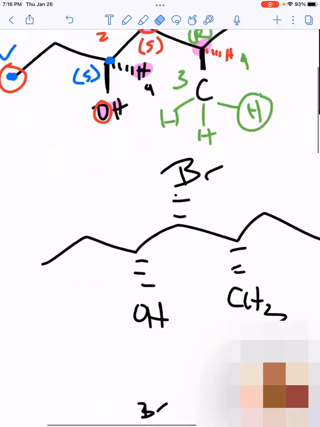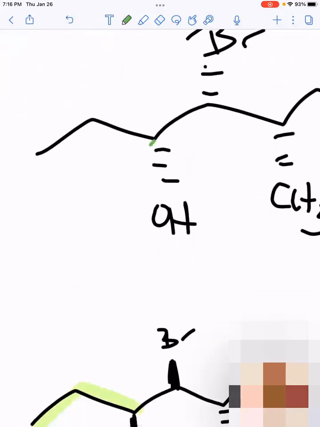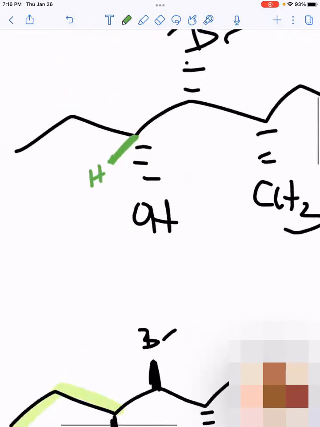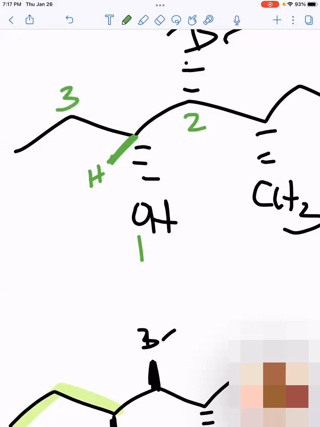Let's do the mirror image. All right, let's do this one. We've already prioritized this up here. This doesn't change. This is going to be one, this is going to be two, and this is going to be three. That's not going to change. The priority won't change. The configuration is going to change, though. So that's counterclockwise still, right?